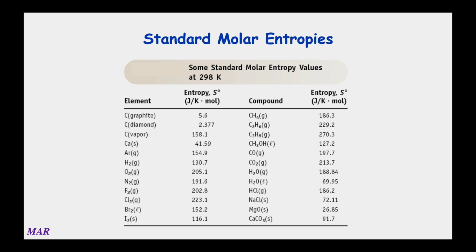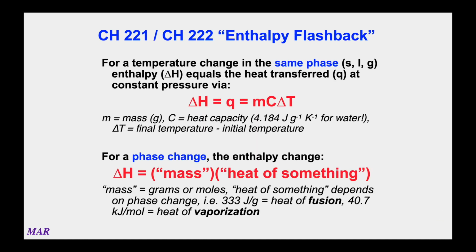But anyway, entropy values are always positive. Remember, only 0 Kelvin is that perfect crystal at 0 Kelvin, which never happens, so you can't have 0 entropy. There's some low entropy values. Notice that diamond is lower than graphite because diamond is more compact and hard to break up, but they should all be positive numbers. Let's talk a little bit more about some of the things from Chem 221 and Chem 222 that will help us in the next section, all right?